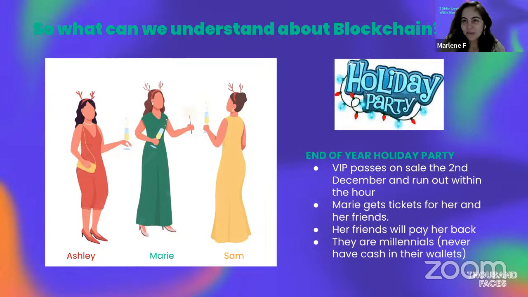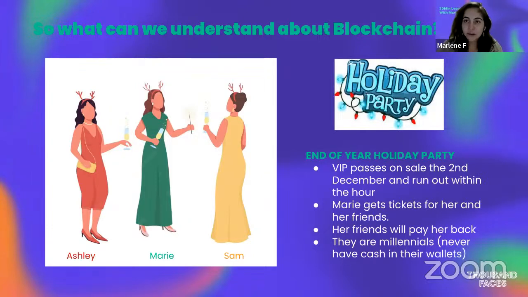But as normal friendships go, whether it's friendships or even work-wise, when someone does something for you, you might want to pay them back. So in this case, her friends want to pay Sam back. However, we know these are millennials. They don't necessarily carry cash anymore in their bags, especially for a party. So how can they pay her back?